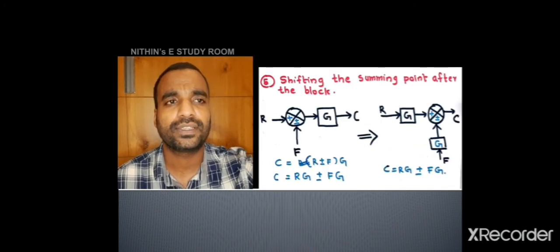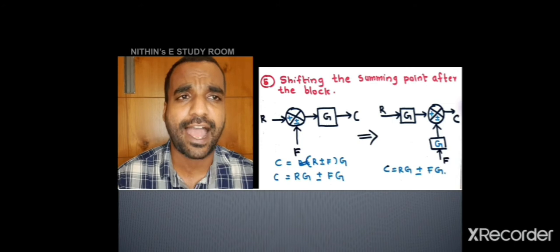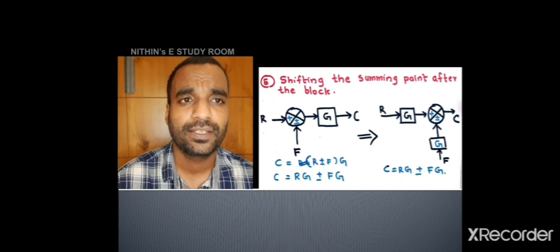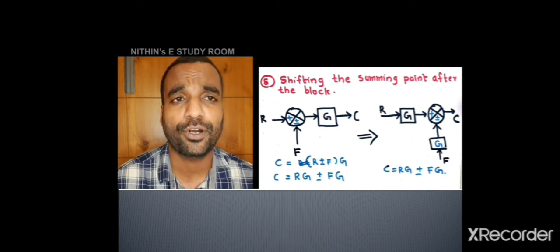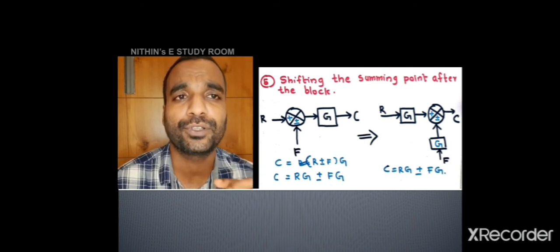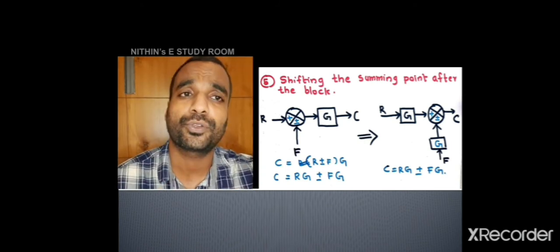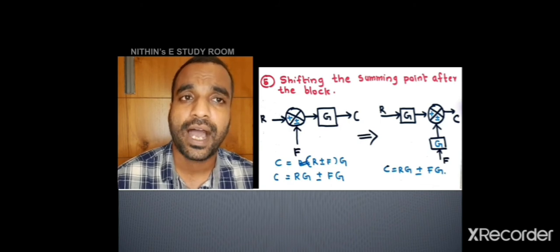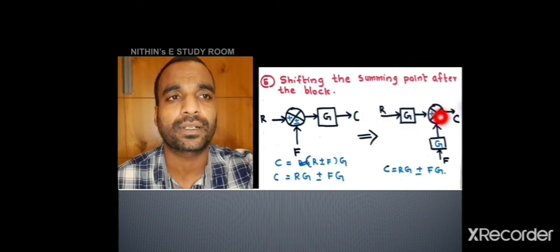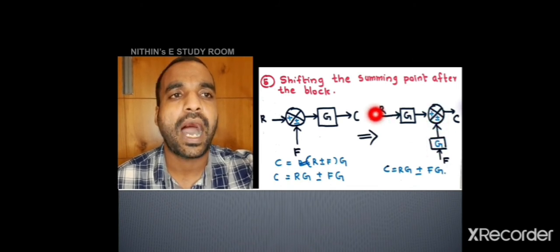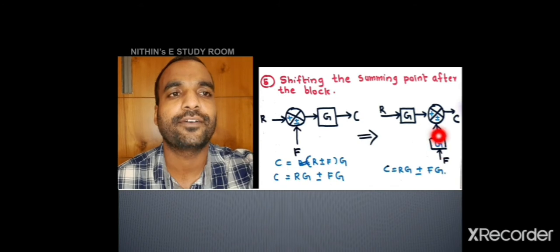You are going to shift the summer block to a point just after the block G. Now, you will not get the effect of G in F because you are shifting the summer block towards the outside. R will be there because you can see here R always passes through G to the summer. But if you are directly giving F, what happens? The output will be Rg plus F.